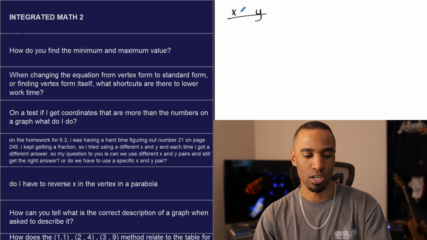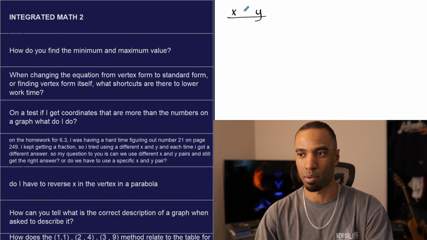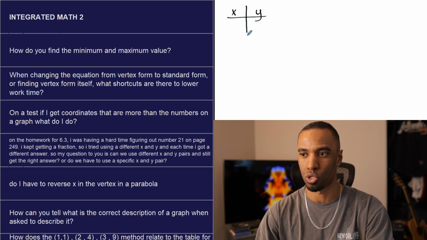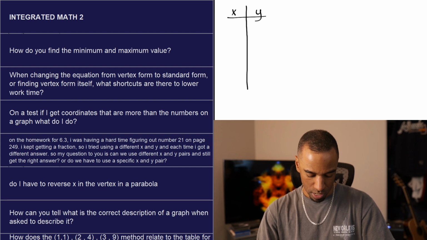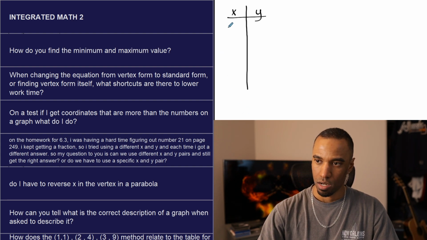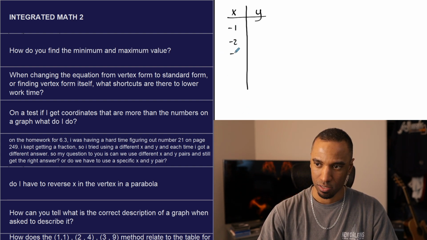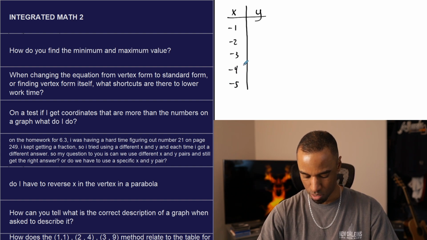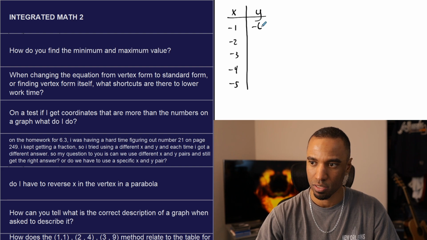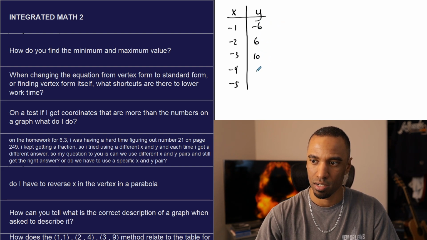The answer is definitely no. No, you do not have to choose a specific xy pair. If you choose any xy pair, you should get the same answer. So here we have -1 through -5 for x, I think. And for y we have -6, 6, 10, 6, -6. And they tell you that the vertex is at, I think, -3, 10.